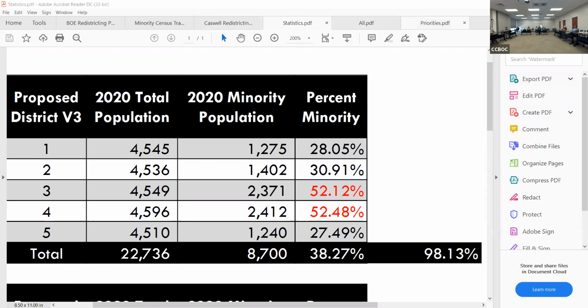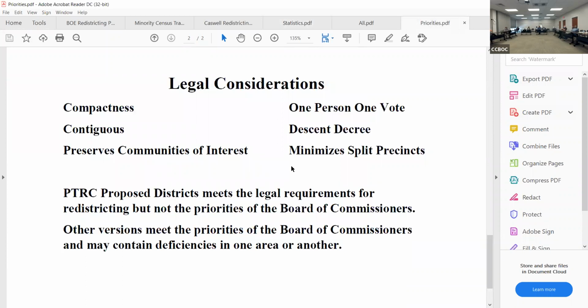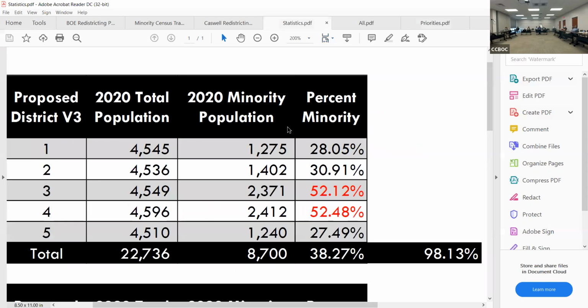From your experience. Version 6, as I said before, is one of the other versions. It meets the priorities of the Board of Commissioners and most of the legal requirements for redistricting. But when you look at it on its surface and you're not looking at the consent decree, it may contain some deficiencies in other areas. But if you look at the statistics, it's the most even population and it's the highest percentage in the minority majority districts. That's the point I wanted to hear you make.